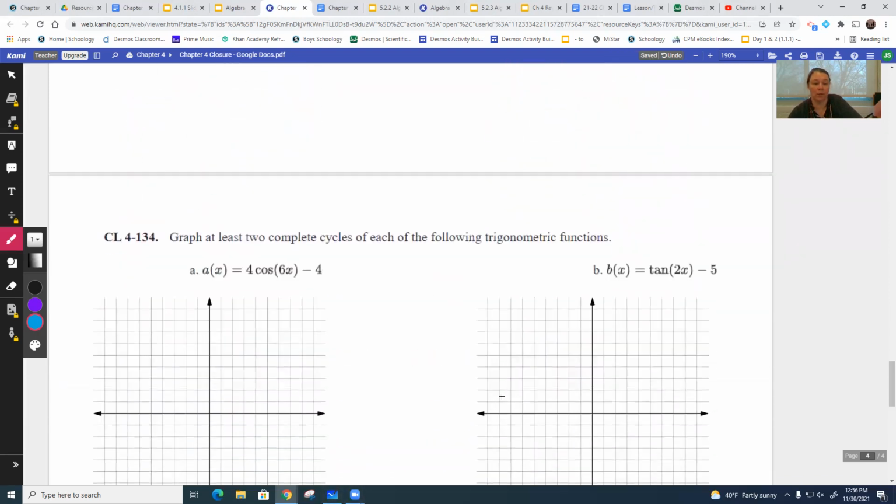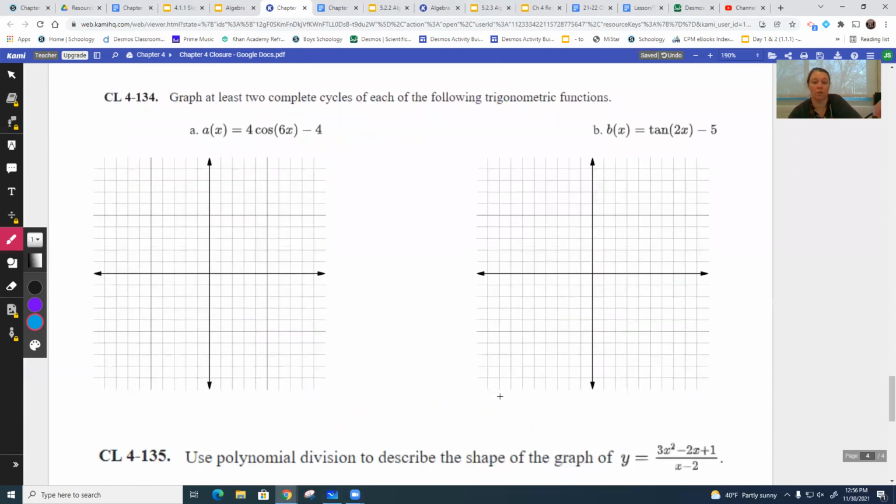All right. This one, graph at least 2 complete cycles of each of the trigonometric functions. So here, this 4 is my amplitude. The period is 2 pi over b, so 2 pi over 6, which is pi over 3. And then this is a vertical shift of down 4.